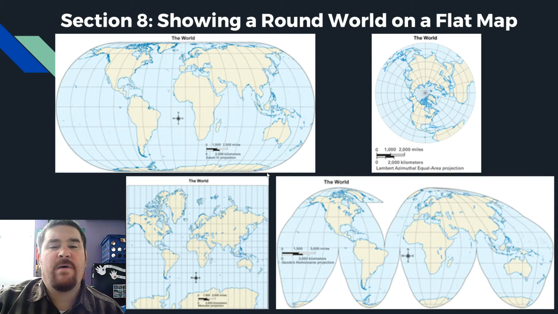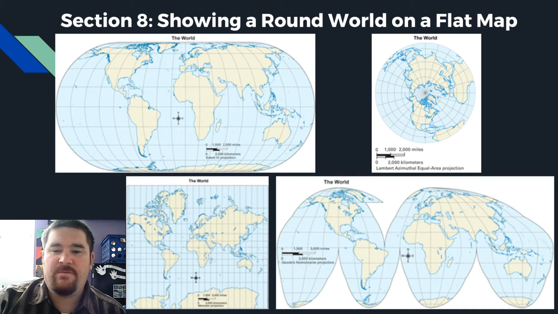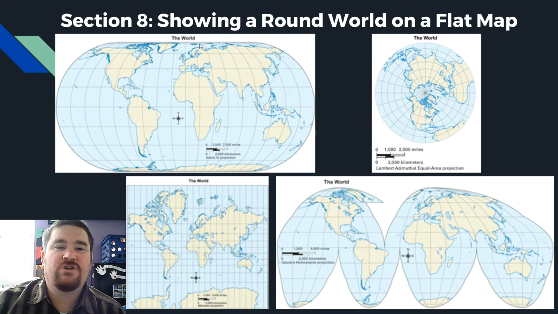And then finally, section 8 is just showing how to show a round world on a flat map. We've talked about map projections before. So these are map projections. These are all different types of projections, and they all distort the world in a different way. Okay, so this shows that round shape, but it's going to distort some of the distances.